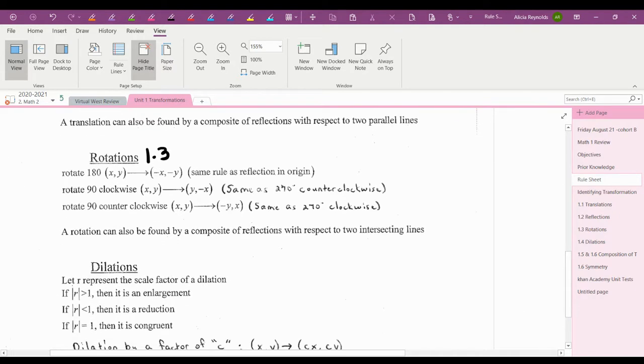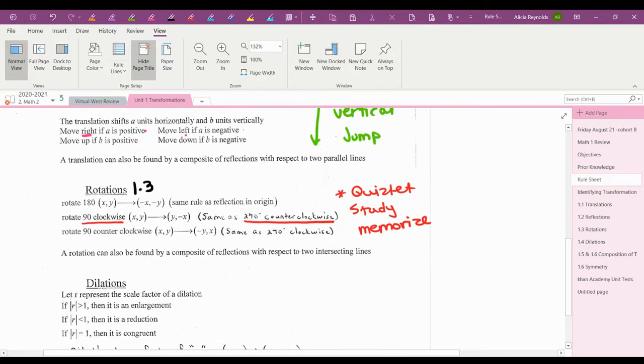Then we have our rules for rotations. These are going to be very important for us to memorize and understand that if I go 90 degrees clockwise, it's the same as 270 degrees counterclockwise. So this is going to be something that when I use my Quizlet terms is going to help us study and memorize these rules. So here, these statements here are important.